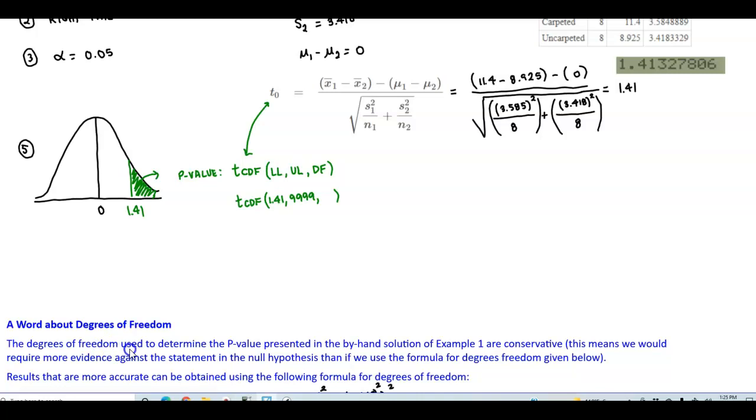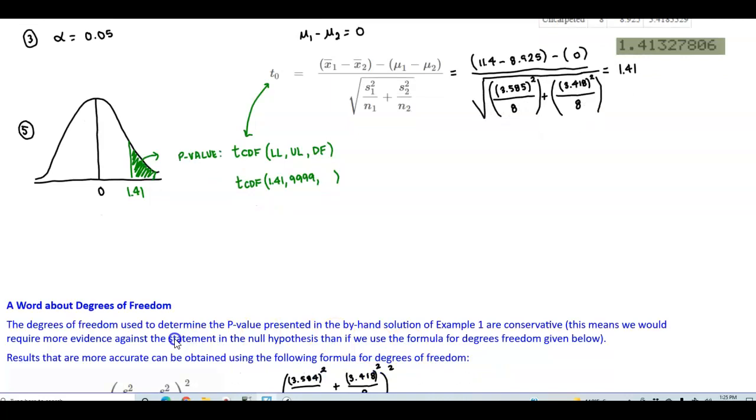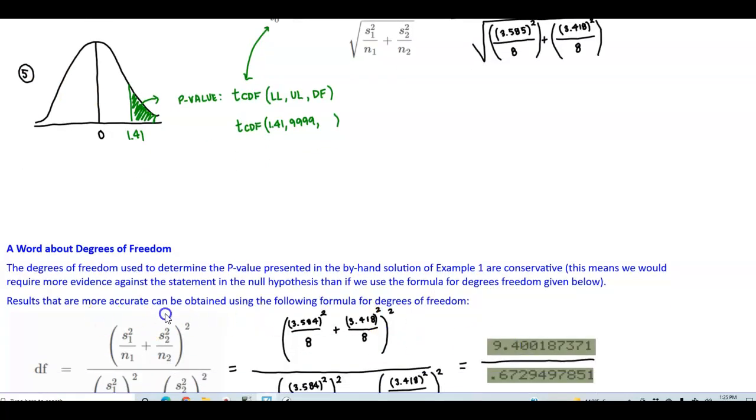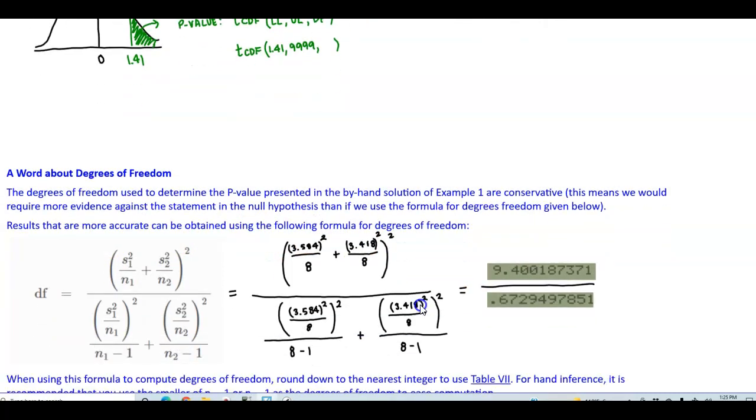Okay, the degrees of freedom used to determine the p-value presented in the by-hand solution of example 1 are conservative. This means we would require more evidence against a statement in the null hypothesis than if we use the formula for degrees of freedom given below. So results that are more accurate can be obtained using the following formula for degrees of freedom.